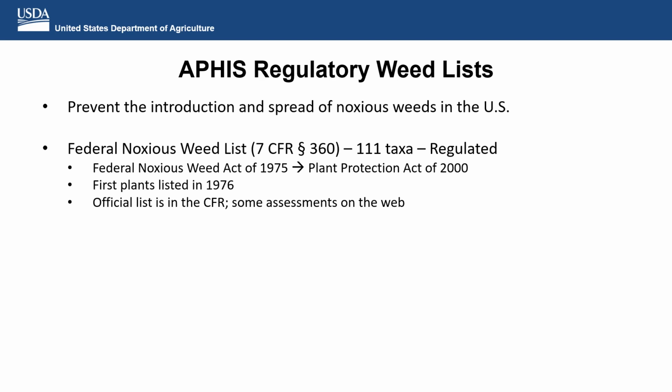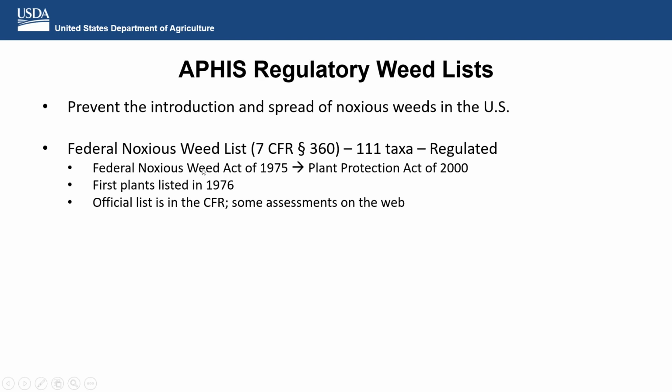We have two major categories of regulated weeds. The first is our federal noxious weed list, which right now contains about 111 taxa. These plants are regulated and they have a zero tolerance policy. In order to bring them into the country, you need a specific permit to bring them in, or to actually even move them in interstate commerce. Generally, permits are only granted for research or other unusual circumstances.